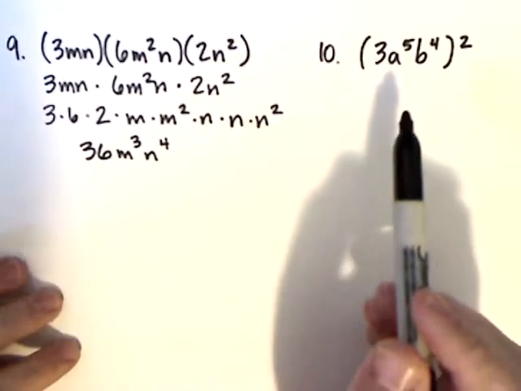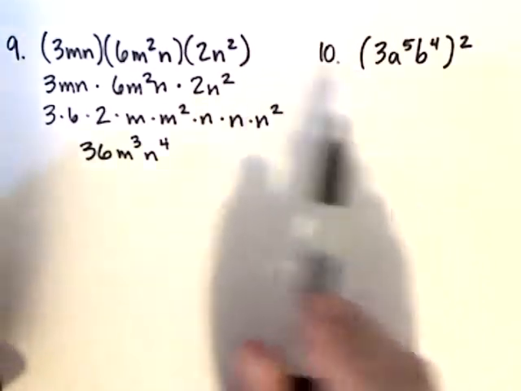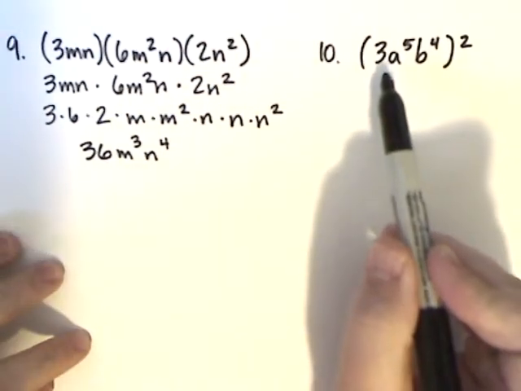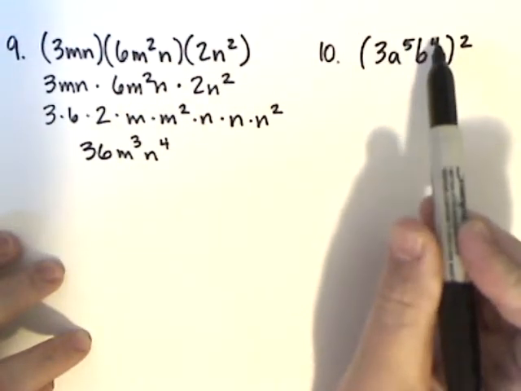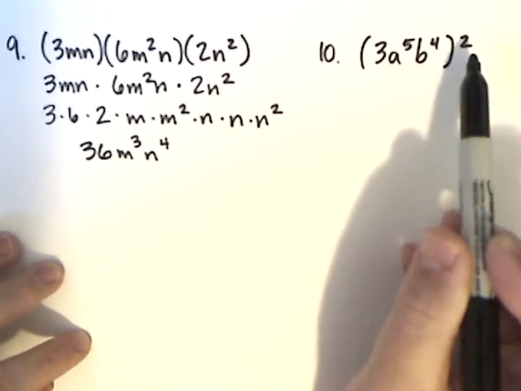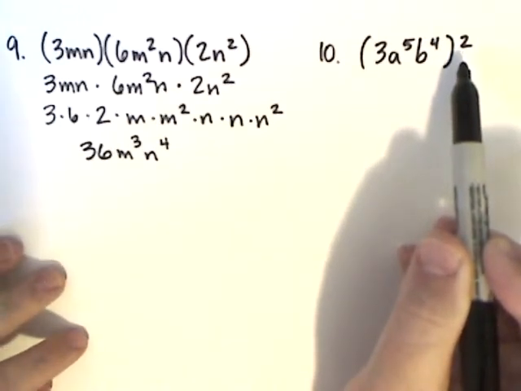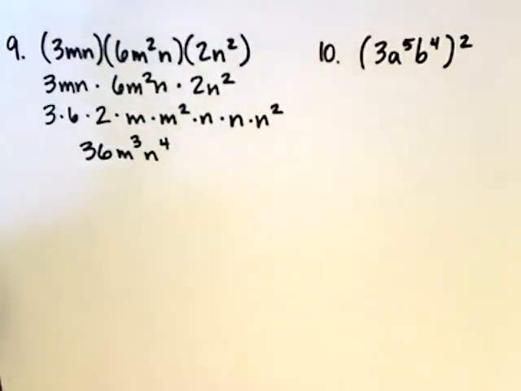Now this time it doesn't look like we're multiplying monomials, when in fact we are. What it looks like we're doing is taking 3a to the fifth, b to the fourth, raised to the second power. Now remember, we talked about there's a couple different ways you can do this. Go ahead and hit pause and try to work it out whichever way you like.